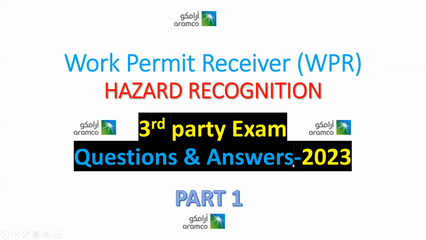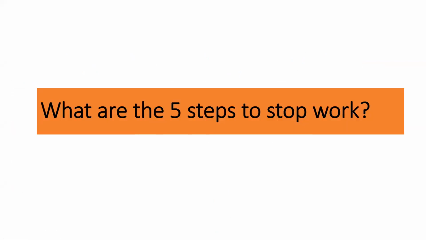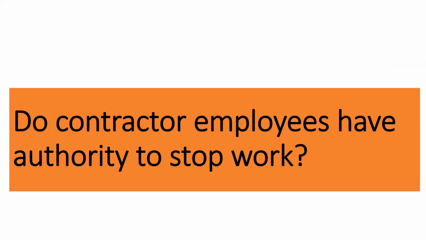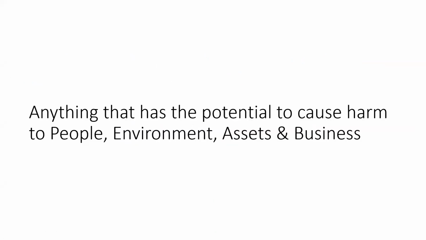So let's summarize. Question number one: who is authorized to stop an unsafe act? Yes, all personnel. What are the stop work steps, or the 5 steps? Stop, notify, investigate, communicate, and follow up. Do contracted employees have authority to stop work? Yes. Most incidents in the workplace are caused by a combination of unsafe acts and unsafe conditions, right? What is a hazard? As per Aramco, anything that has the potential to cause harm to people, environment, assets, and the business itself. So it's called a hazard.